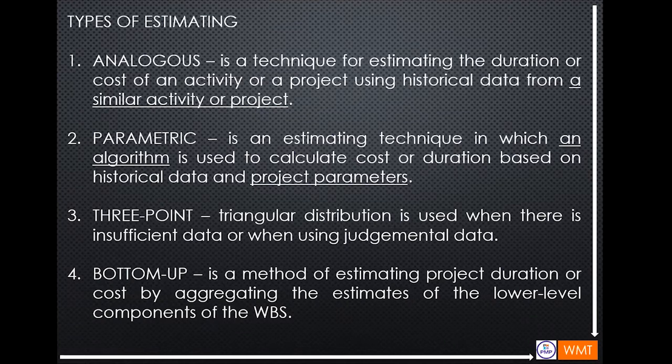So there are 4 types of estimating under the PMP guide, namely the analogous, parametric, 3-point, and bottom-up. The analogous is the fastest and cheapest way to do an estimate, but the least accurate. And then the parametric is the logical way to do an estimate. And the 3-point is used when you are not sure about the data that you have. You will use a formula to get the average.